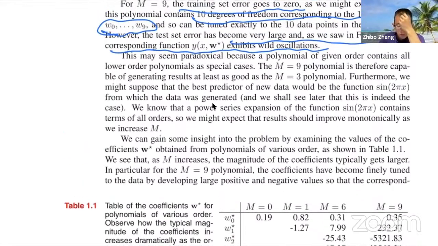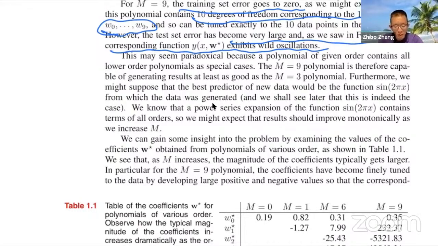So this may seem paradoxical because a polynomial of given order contains all lower order polynomials as special cases. The M equals 9 polynomial is therefore capable of generating results at least as good as the M equals 3 polynomial. Furthermore, we might suppose that the best predictor of new data would be the function sin 2πx from which the data was generated. And we shall see later that this is indeed the case. We know that a power series expansion of the function sin 2πx contains terms of all orders. So we might expect that results should improve monotonically as we increase M.